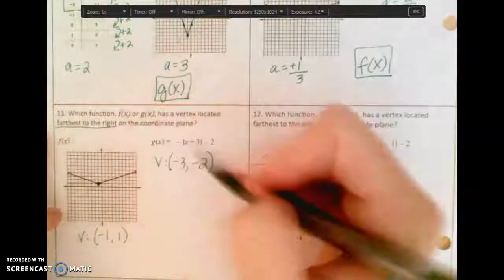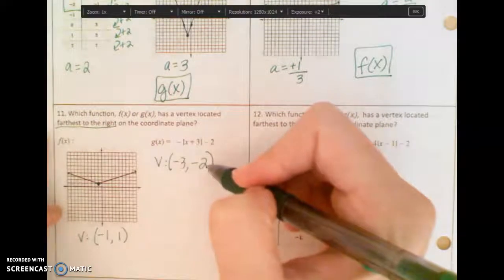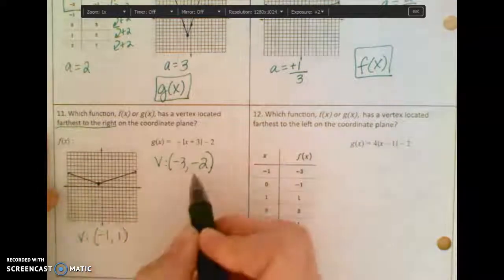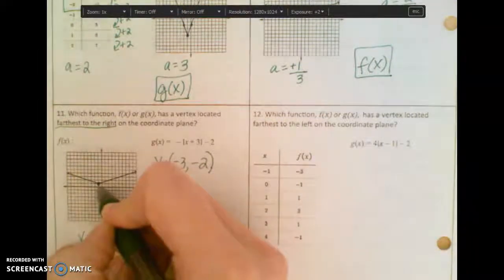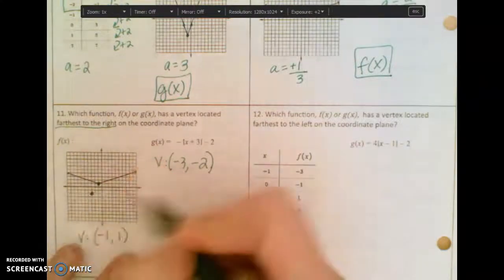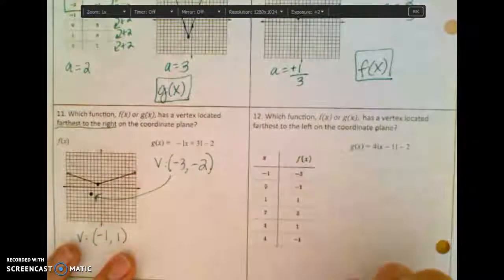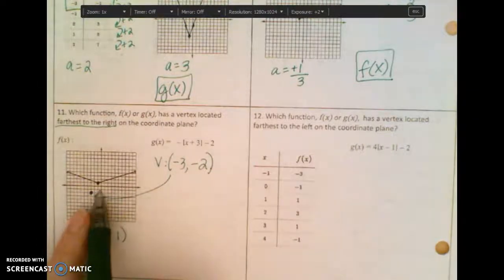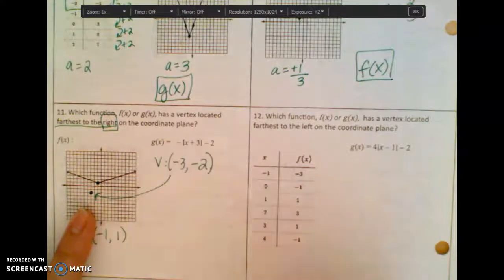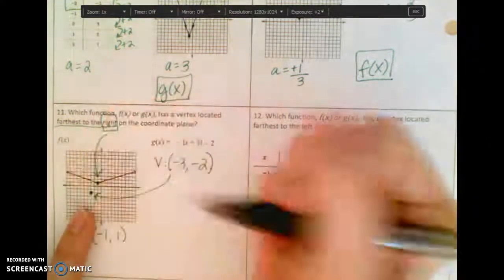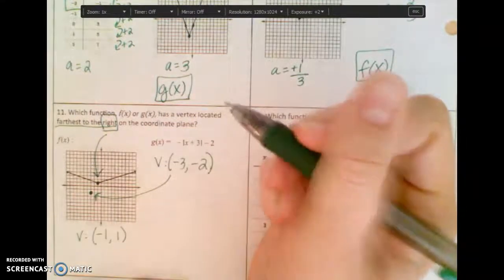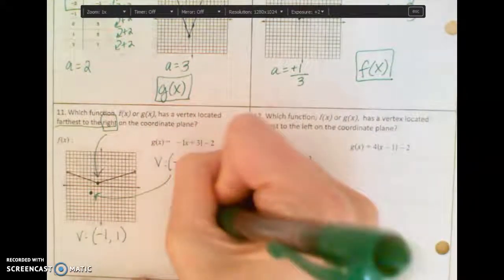If it helps, let's go ahead and graph this other vertex on the same coordinate plane. Here's where f of x is. g of x's vertex is at -3, -2. So that is the vertex of g of x. Well, which of these 2 points is farthest to the right on the coordinate plane? That's going to be that one. That one's farthest right. So which of these functions has that vertex? That is f of x.